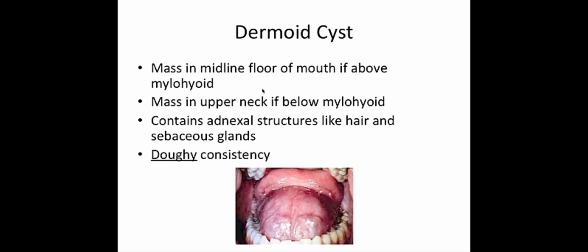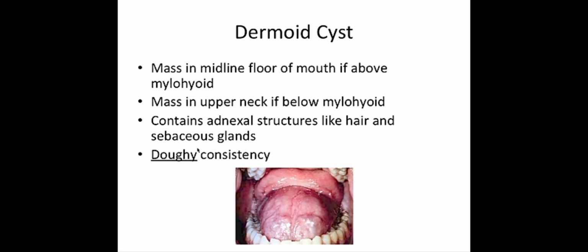So as you can see here, there are quite a few of these cysts and developmental conditions that manifest not only intraorally but also cervically in the neck. So dermoid cyst is pretty interesting. It contains any variety of adnexal structures, which include hair, sebaceous glands, sweat glands, and so on.